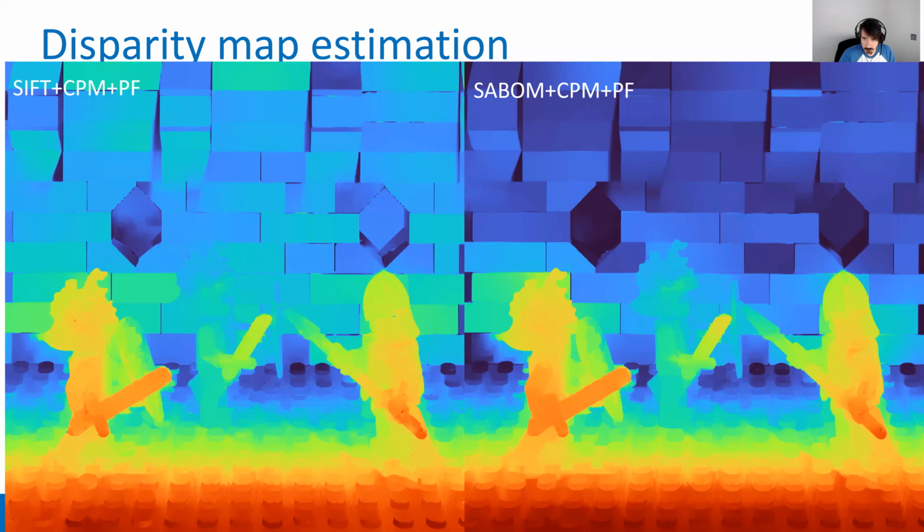And now we show on the left the dense disparity map obtained with the SIFT descriptor, and visually the results are similar. But with the proposed descriptor, the computation is much faster, especially on this dataset with a higher spatial dimension. The resolution is 1024 pixels by 1024 pixels. So the disparity map computation for SIFT takes 28 seconds, but only 8 seconds for the proposed SABOM descriptor.